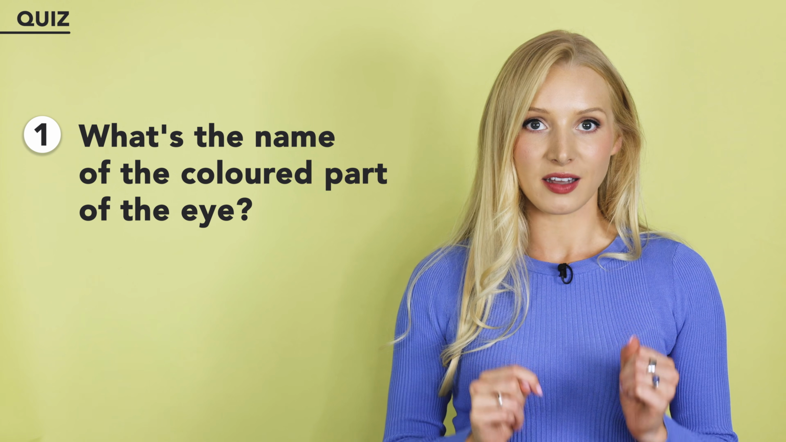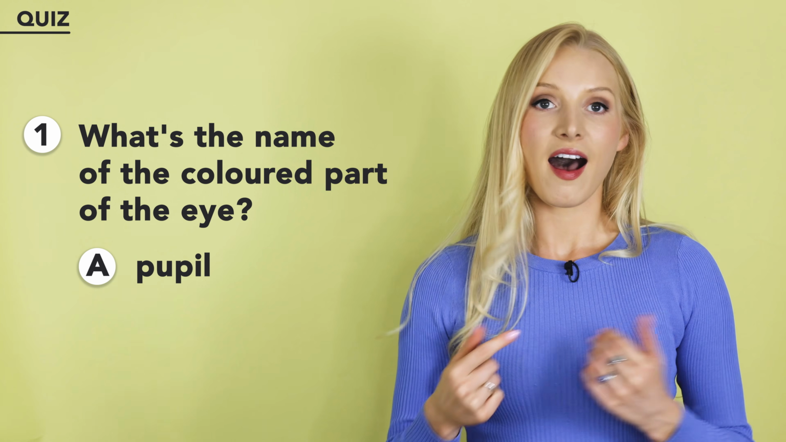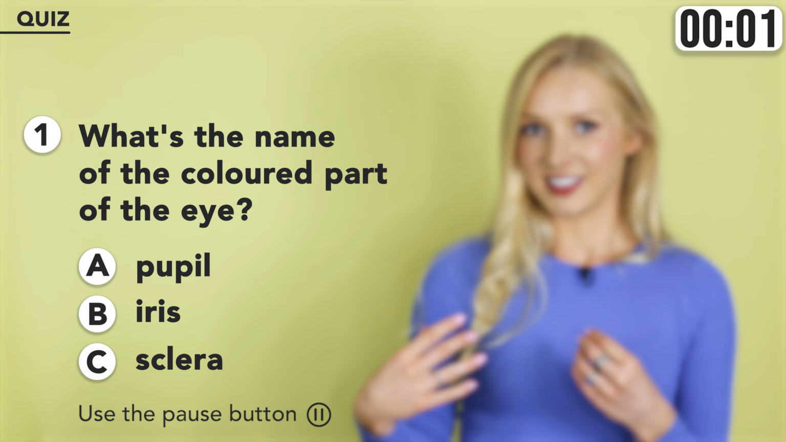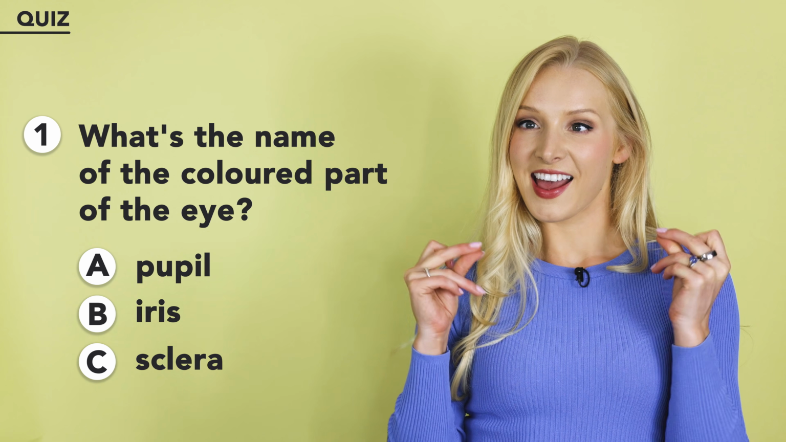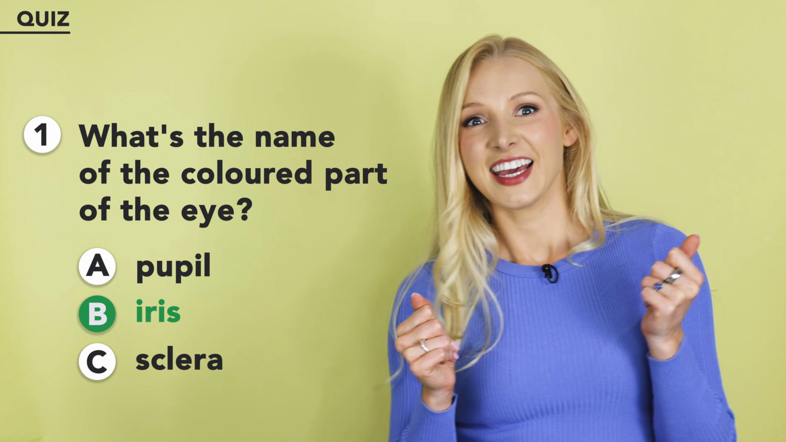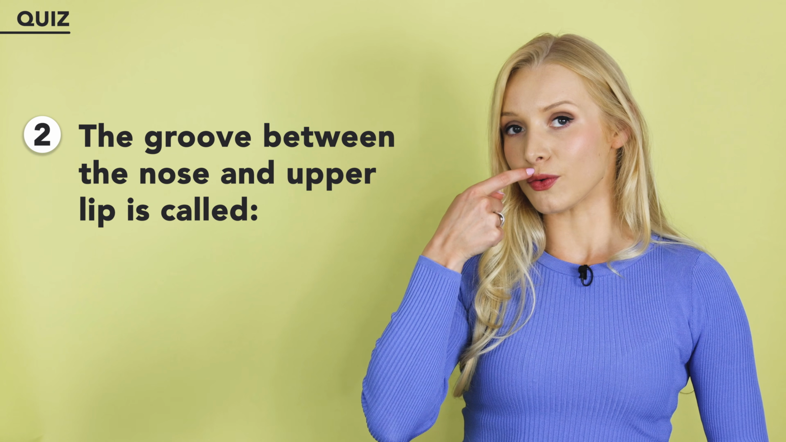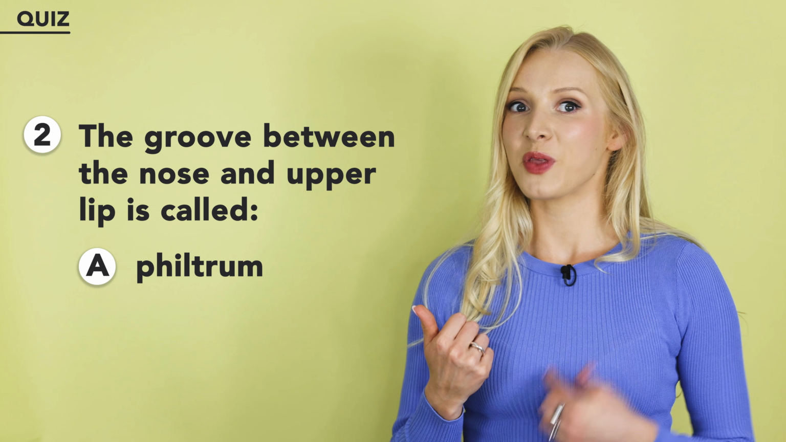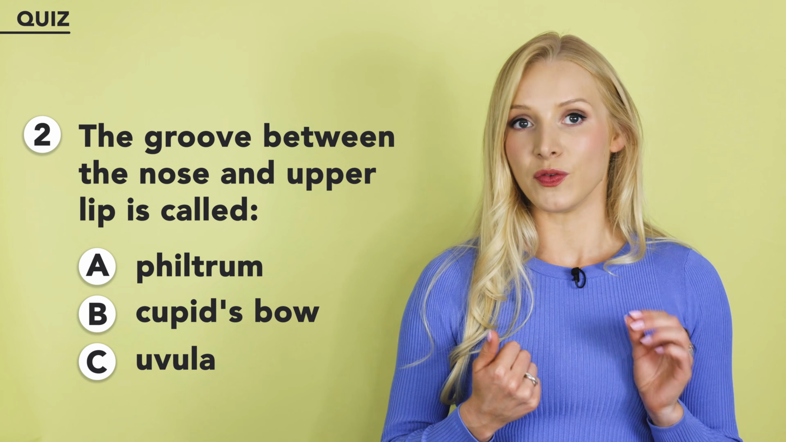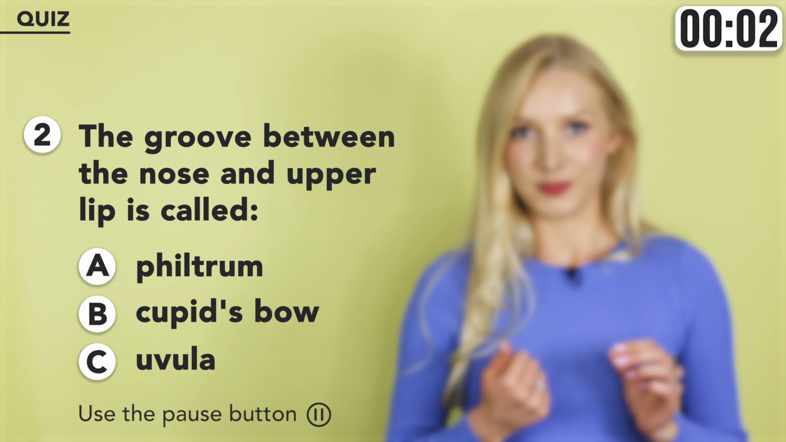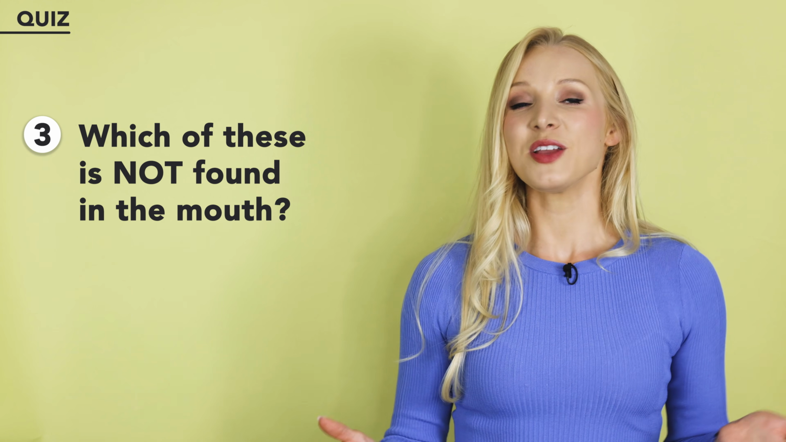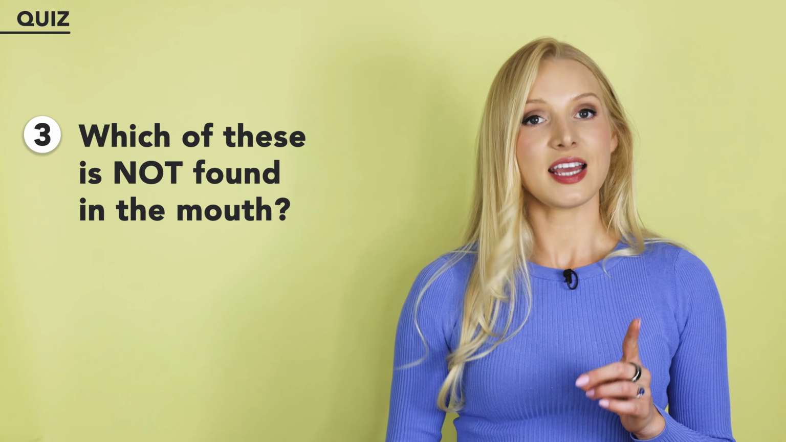All right, number 1. What is the name of the coloured part of the eye? Pupil, iris, or sclera? It is iris. It's your iris. Number 2. What's this little groove called between your nose and your upper lip? Is it your philtrum, Cupid's bow, or uvula? It is your philtrum.